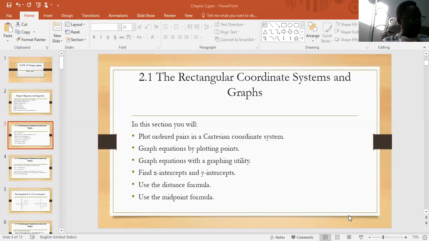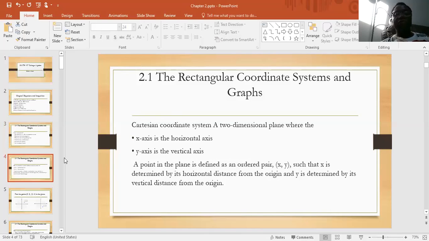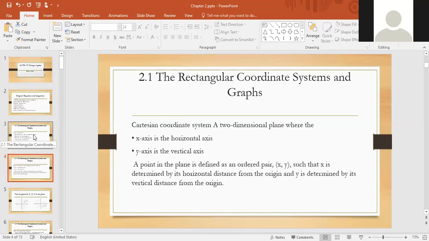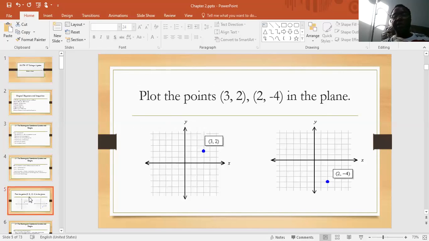So that is the first thing to do, how to plot a point on a rectangular coordinate system. You have the point, you move to the x-axis and the y-axis. So this is an example here. We have the point (3, 2) and the point (2, -4). (3, 2) means that we go 3 on x and 2 on y. And (2, -4), we go 2 on x and then -4 on y. So you have this point (3, 2) and you have this point (2, -4).